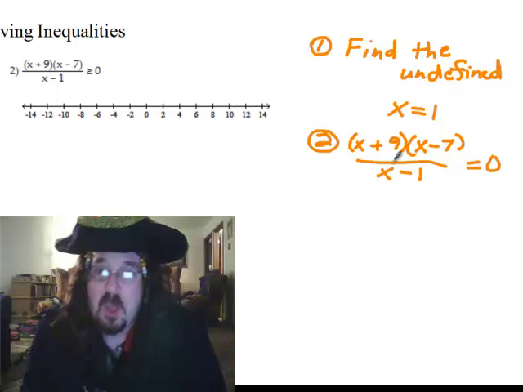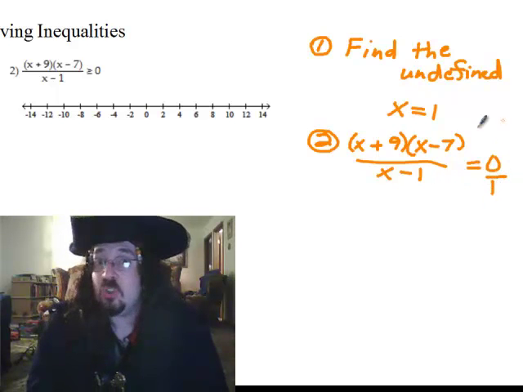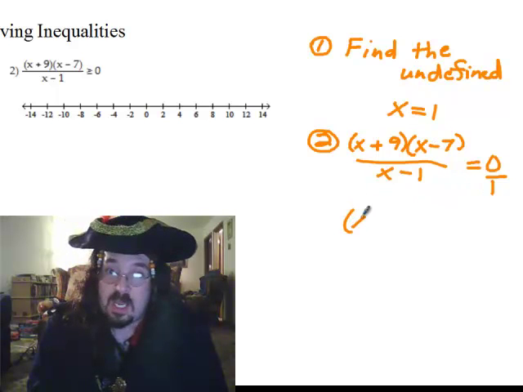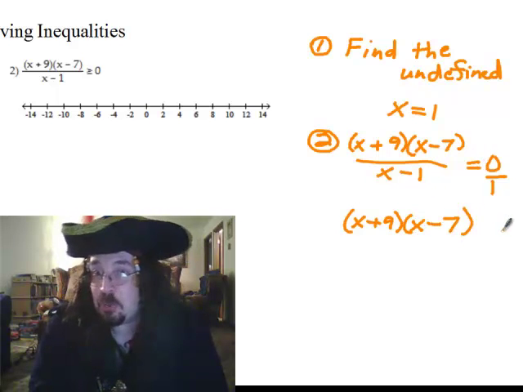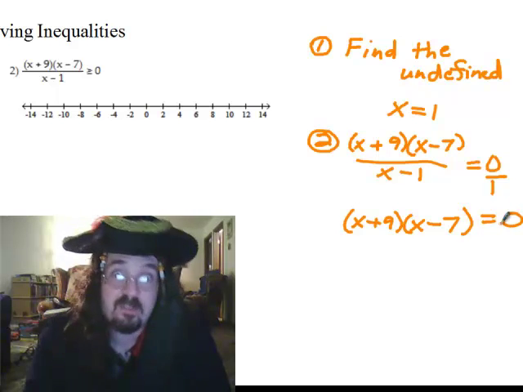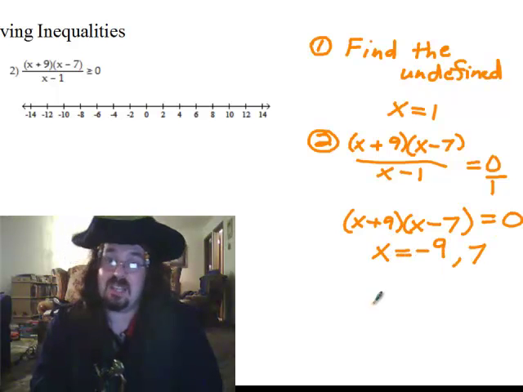Okay, so I need to determine where these are equal. I will cross multiply and multiply this by 1. And then multiply this denominator by the 0 and still have 0, love. And that means that x must be negative 9 or positive 7.